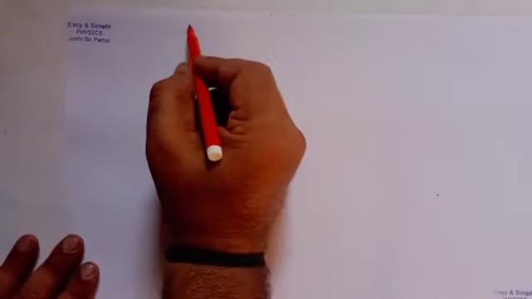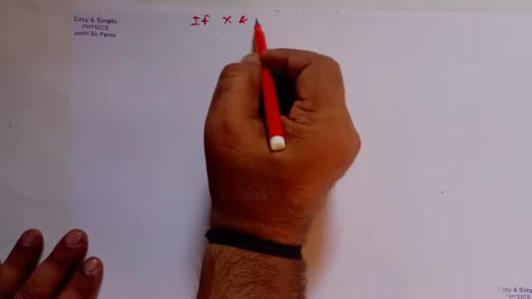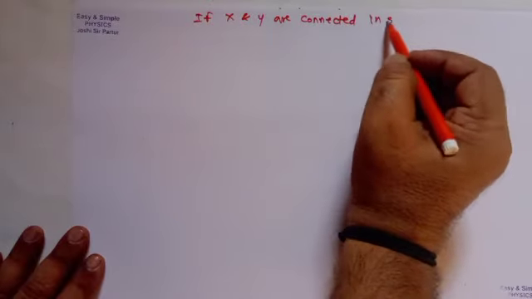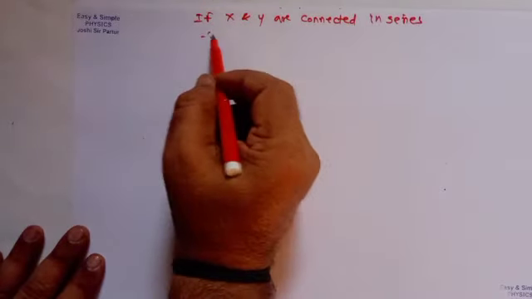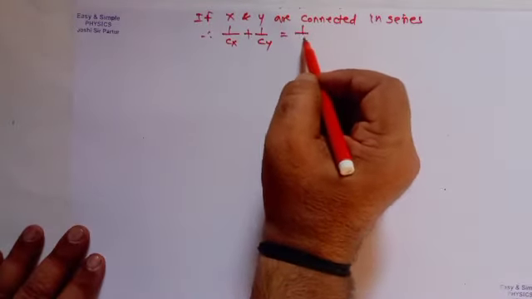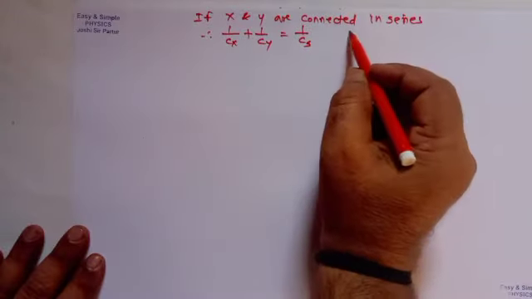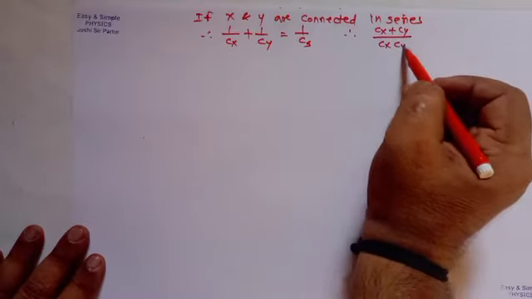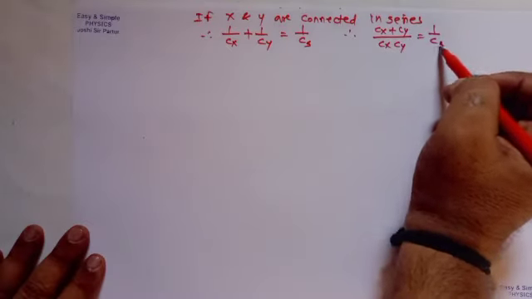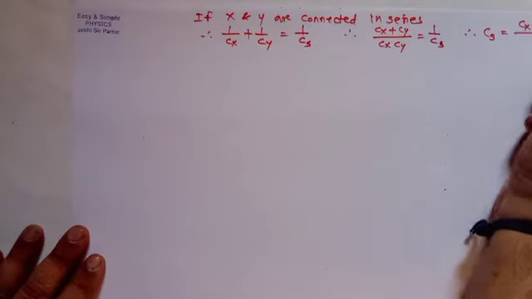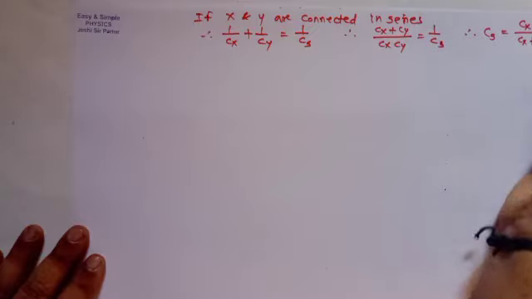If these two plates are connected in series, what happens? 1 upon Cx plus 1 upon Cy is equal to 1 upon Cs. Therefore, (Cx plus Cy) upon CxCy is equal to 1 upon Cs. Therefore, Cs is equal to CxCy upon (Cx plus Cy).